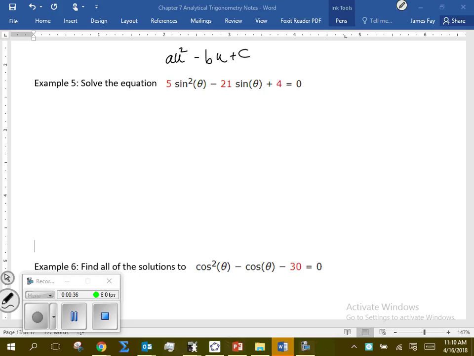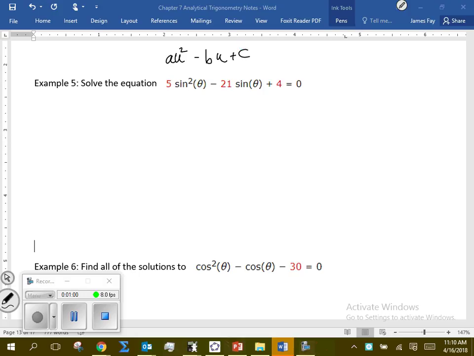Okay. So it's quadratic in form, so we should be able to factor this thing using any one of our factoring techniques. Now, when I say any one of our factoring techniques, it could be the product and sum technique that we learned in Algebra 1.